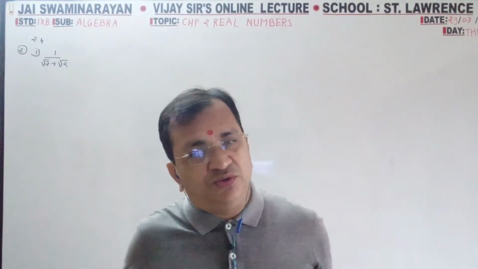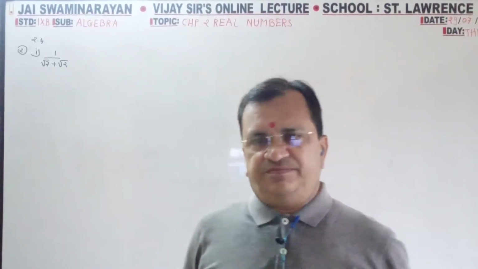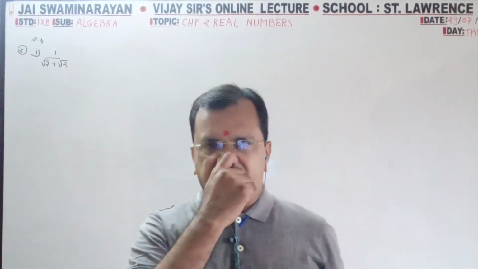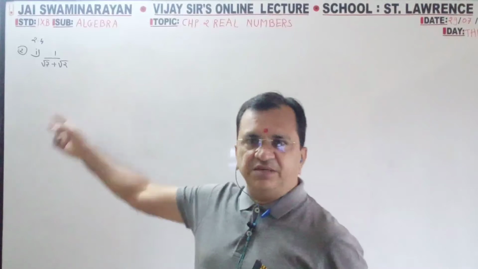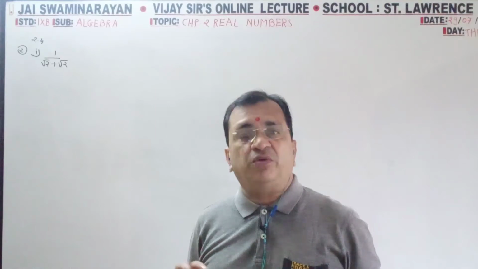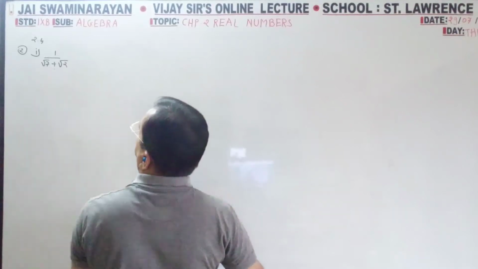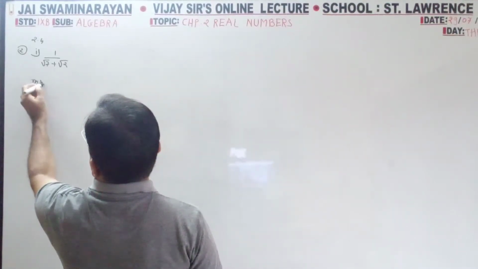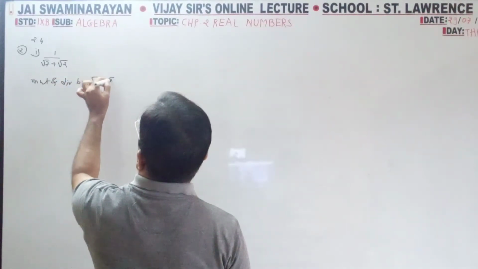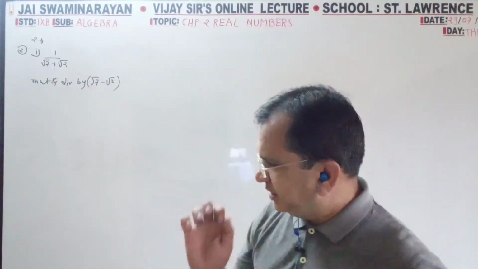When there is a single root in the denominator, at that time you have to take the same multiplication and division. But here it is in plus and minus form. So we will take the conjugate pair, means opposite. Only you have to change the middle sign. So multiply and divide by root 7 minus root 2. Why I have taken this, you will come to know directly.